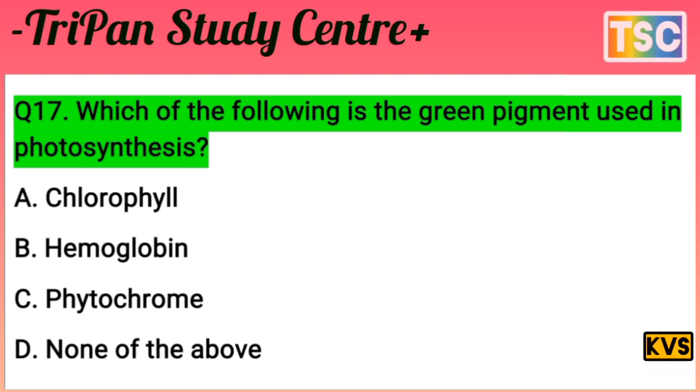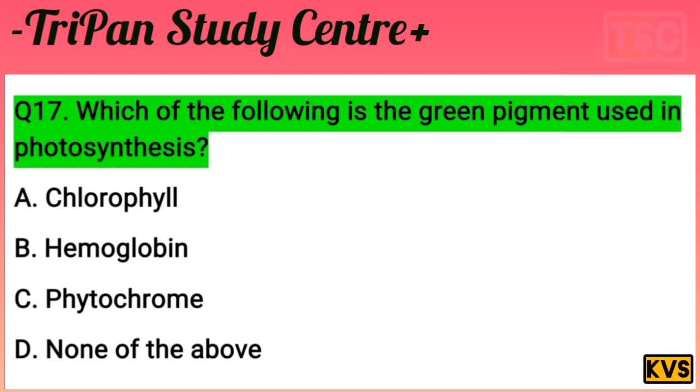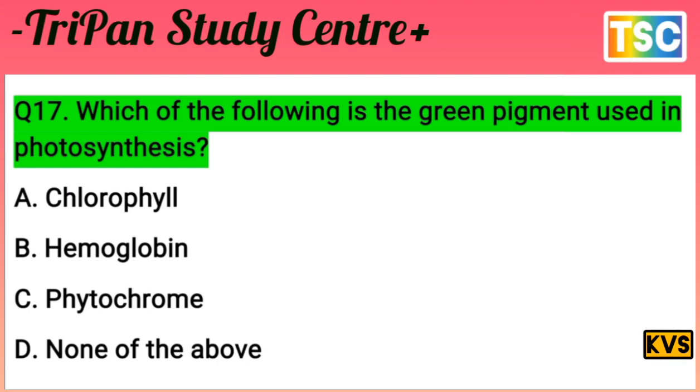The question is very interesting. Which of the following is the green pigment used in photosynthesis? Option A, chlorophyll, is the answer for this question. Chlorophyll is the green pigment used in photosynthesis. Let's see the next question here.